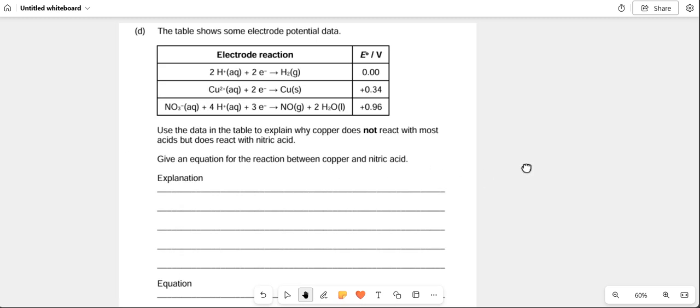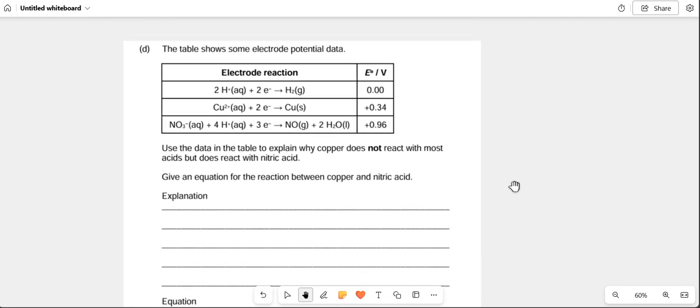Question D, yeah? Give an equation for the reaction between copper and nitric acid and the explanation. So usually it's explain why copper does not react with most acids but does with nitric acid here. So when they talk about why it doesn't react or why it does react, you need to talk about one being more oxidizing or one having a higher electrode potential, whatever. Or you can also do feasibility, yeah.